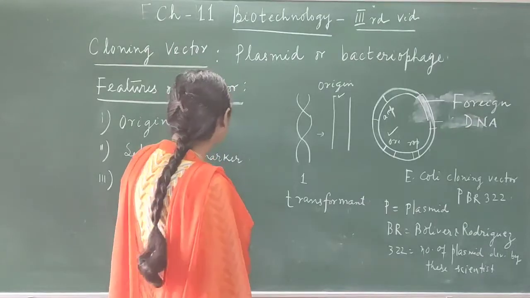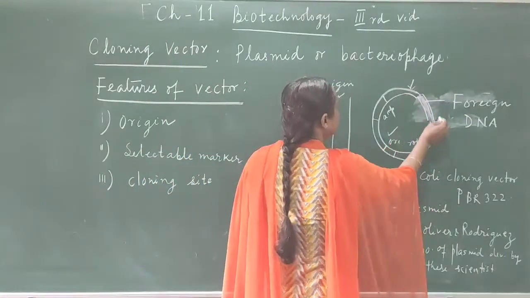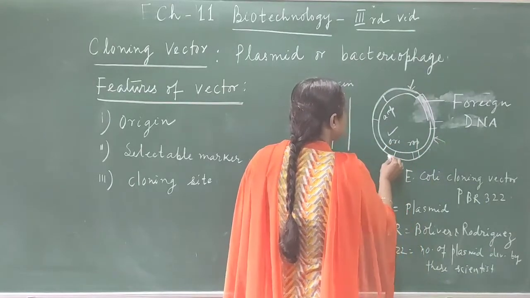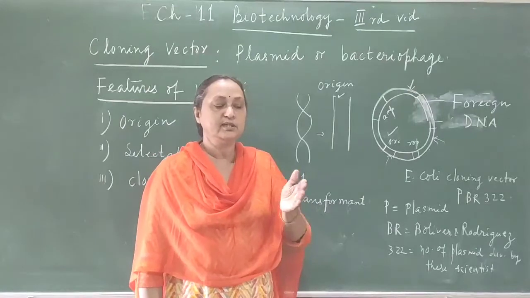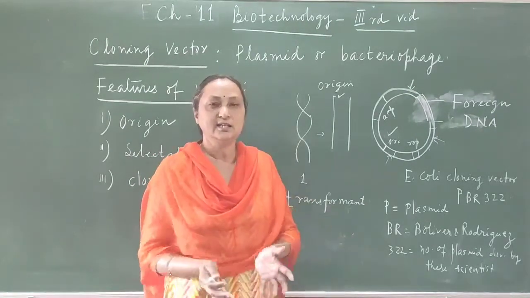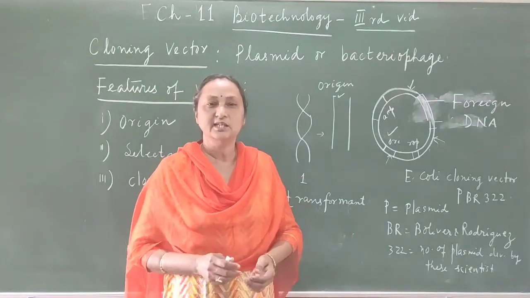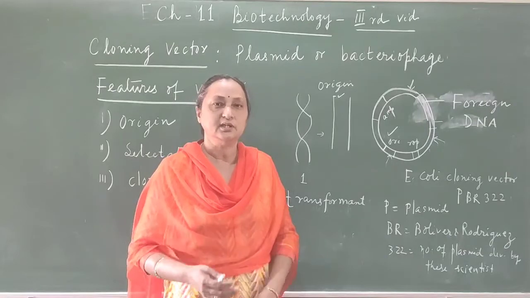Okay. And the cloning sites are all the positions where the different endonucleases can break the plasmids. If there is only one site where one particular endonuclease can break the DNA, the work will be much easier. If there are many sites where different types of enzymes can cut the plasmids, then the procedure becomes very difficult.